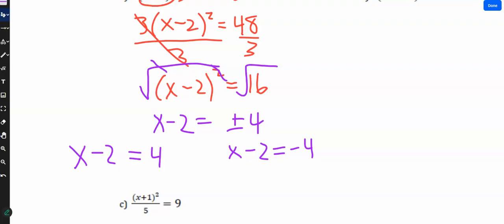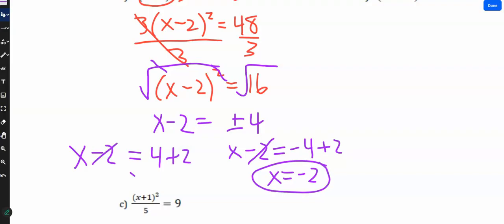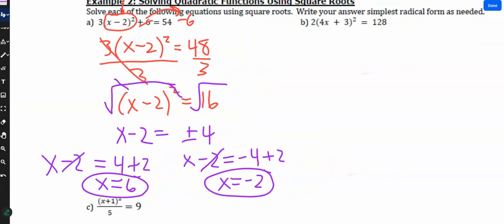And so, add the 2 to the other side. X equals negative 2. That's one of the answers. Add the 2 to the other side. X equals 6. Two solutions for the question.